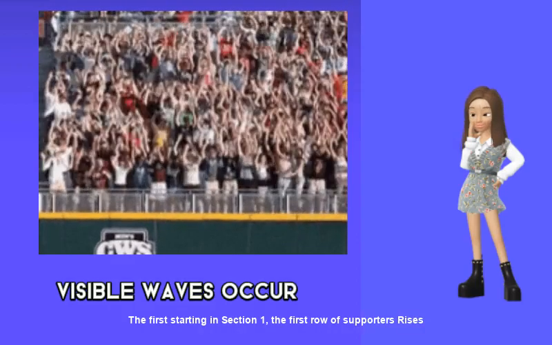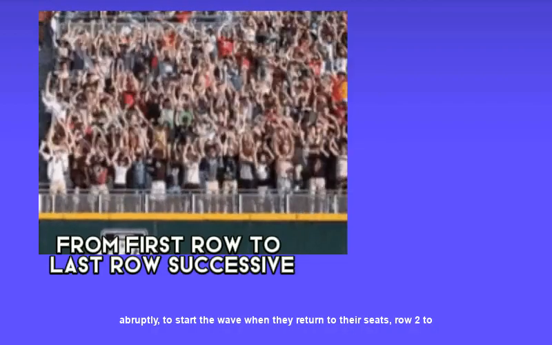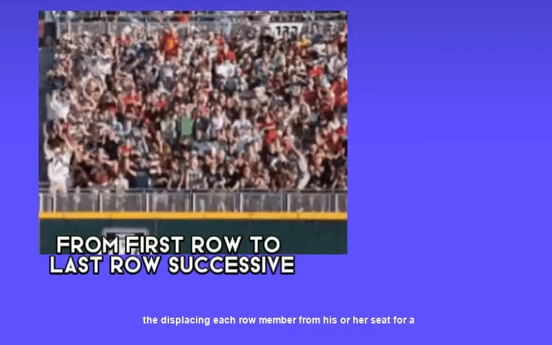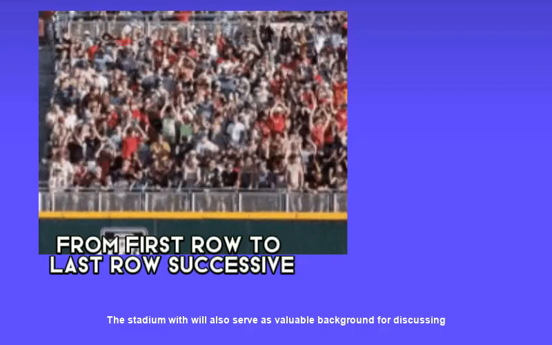Starting in section 1, the first row of supporters rises abruptly to start the wave. When they return to their seats, row 2 begins its motion. As row 2 returns to its seats, row 3 begins its motion, row to row, displacing each row member from his or her seat for a brief moment before returning to it when the wave goes by. This mental image of a stadium wave will also serve as valuable background for discussing wave motion mechanics.